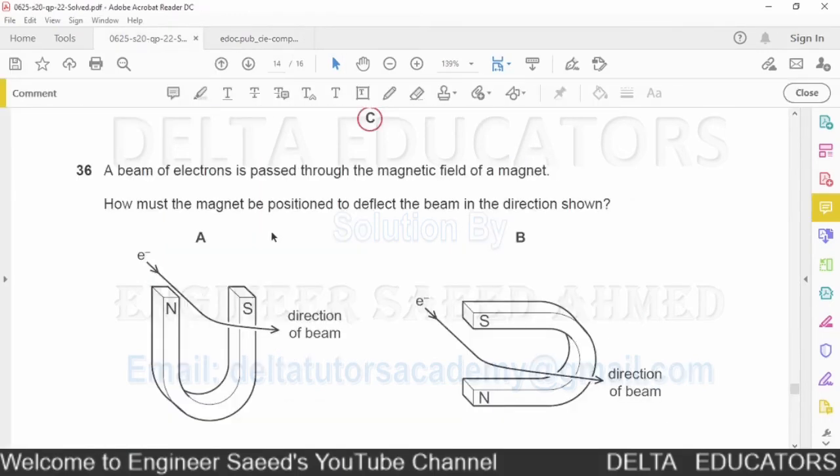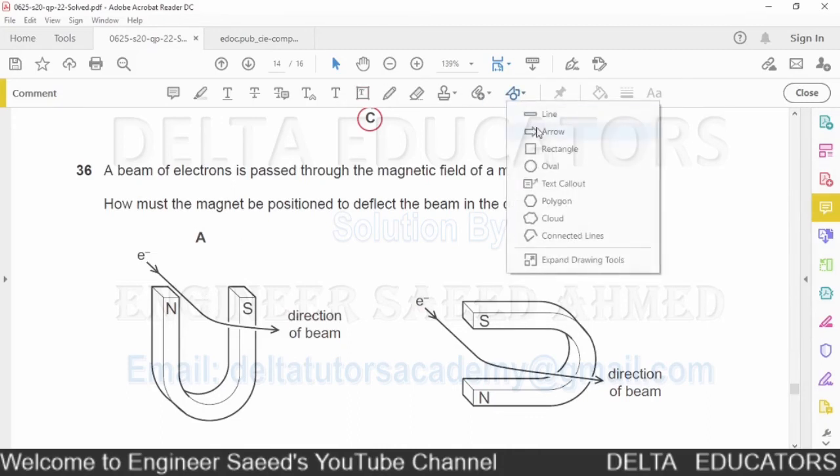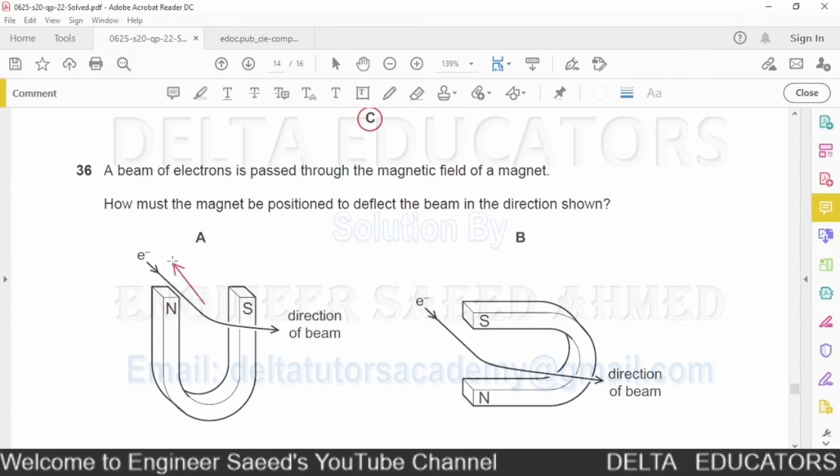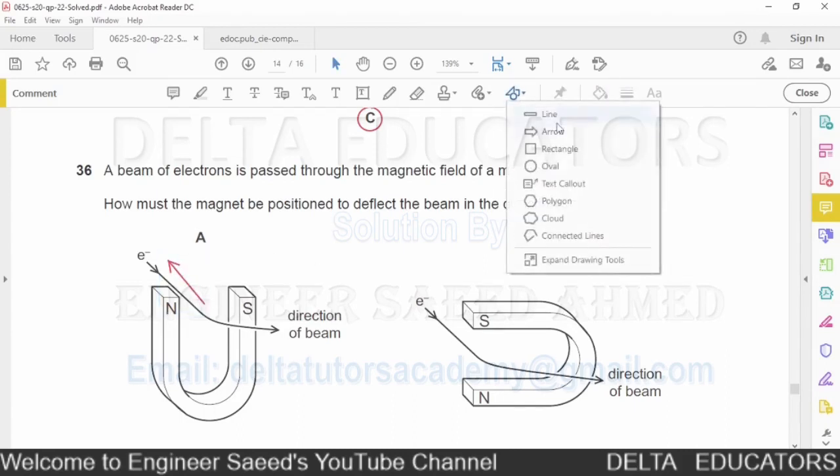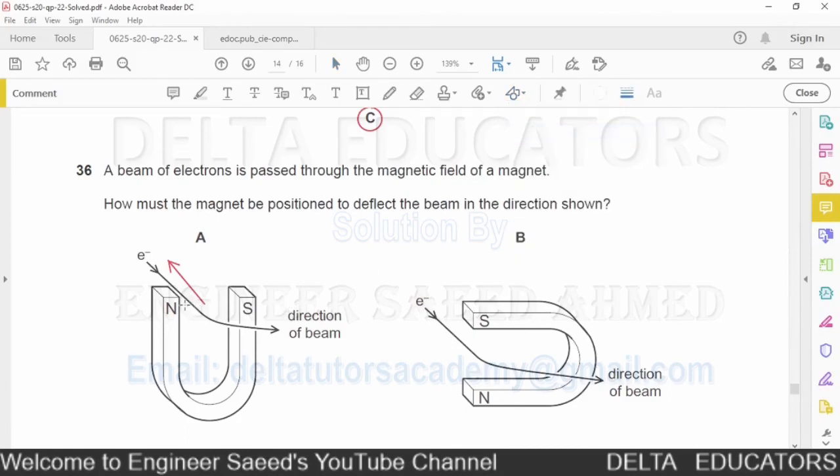Now by taking Fleming's left hand rule, if we check the option A, in option A the direction of the charges will be in this direction. Magnetic lines of force always start from the north pole and move toward the south pole. Now if we use Fleming's left hand rule, this will not be the direction of the beam. So this one is incorrect.